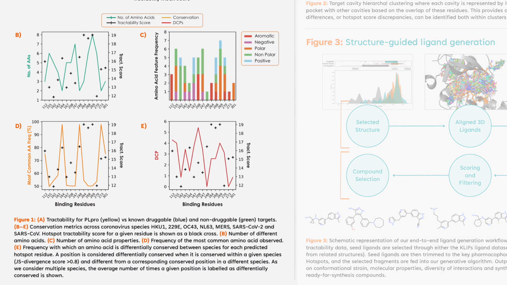Residue-level features are also captured for each site residue. In viral targets, such as PL-Pro shown here, conservation metrics including amino acid frequency, Jensen-Shannon divergence, and feature frequency are examined across related viral species. In human targets, amino acids which differ to aligned off-targets are identified.